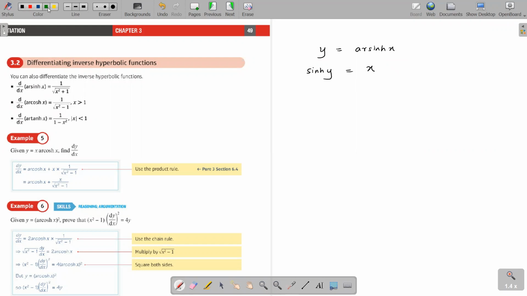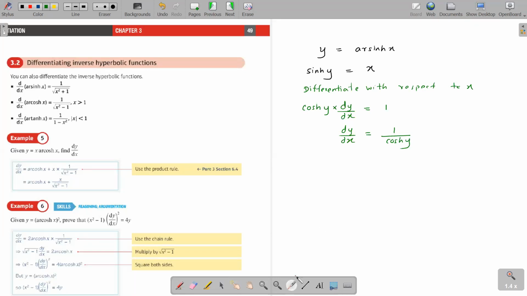Okay, so now let's differentiate with respect to x. When we differentiate with respect to x, what happens? The differentiation of sinh y is cosh y, but then into the differentiation of y, because you're doing it with respect to x, so cosh y times dy by dx equals the differentiation of x, which is 1. So basically you get dy by dx is 1 over cosh y.